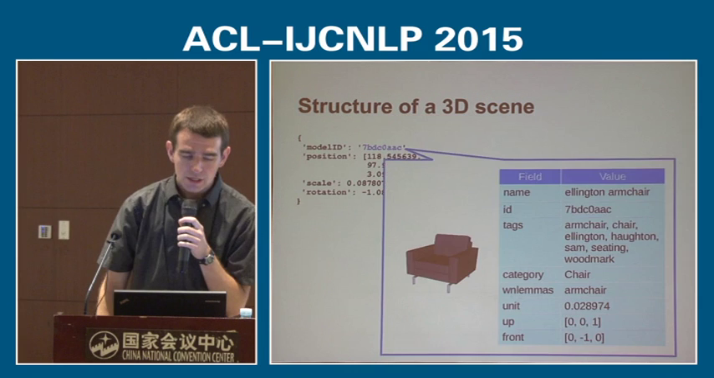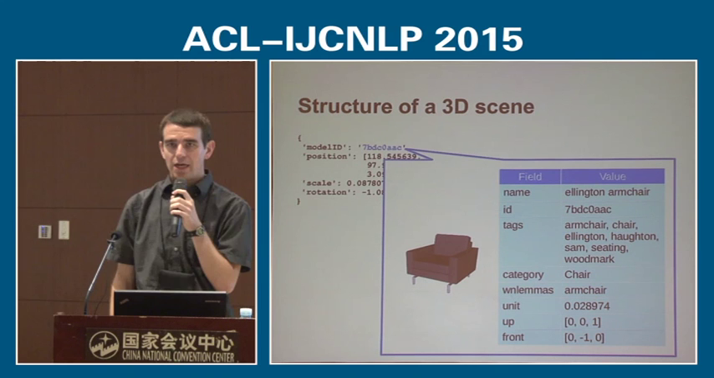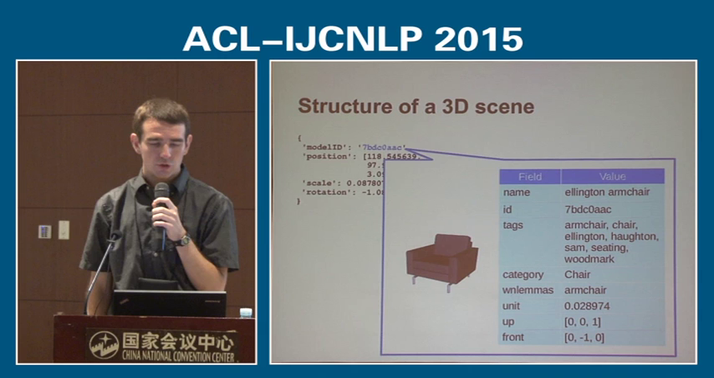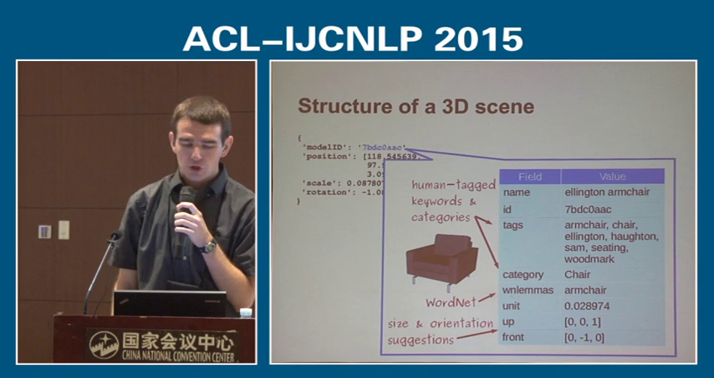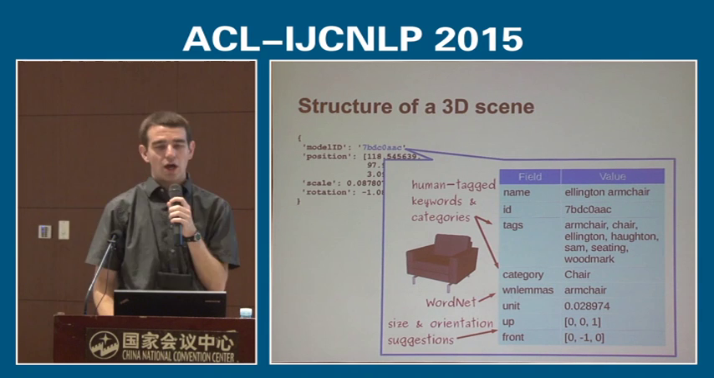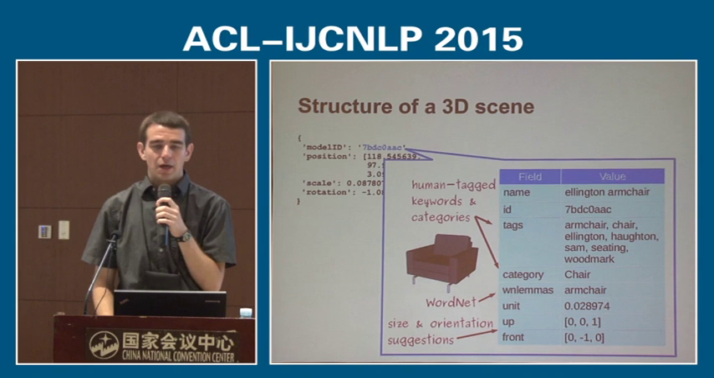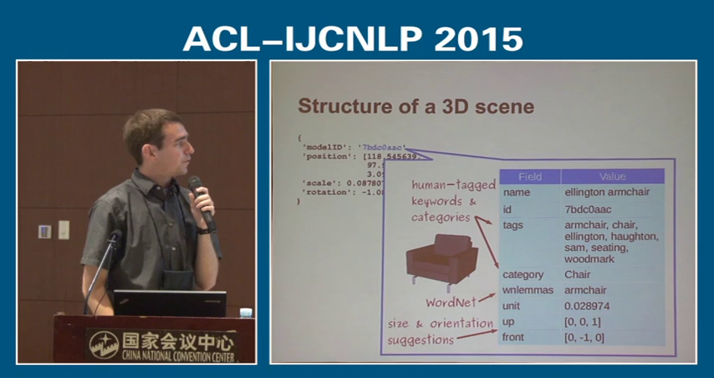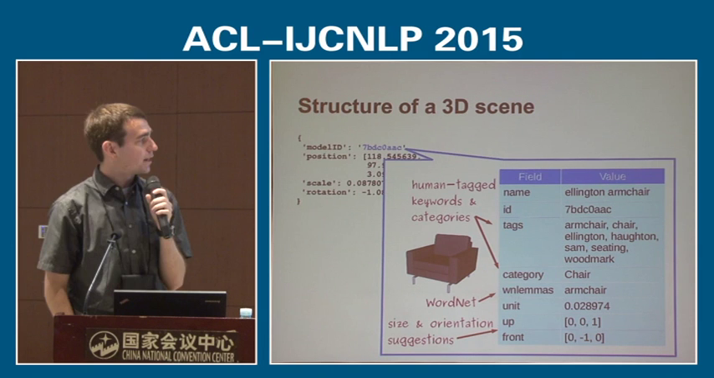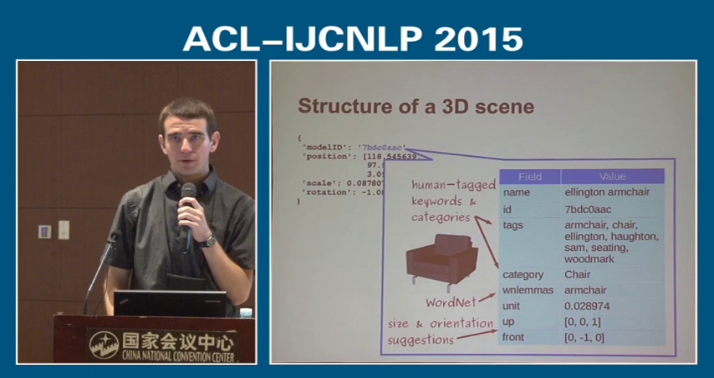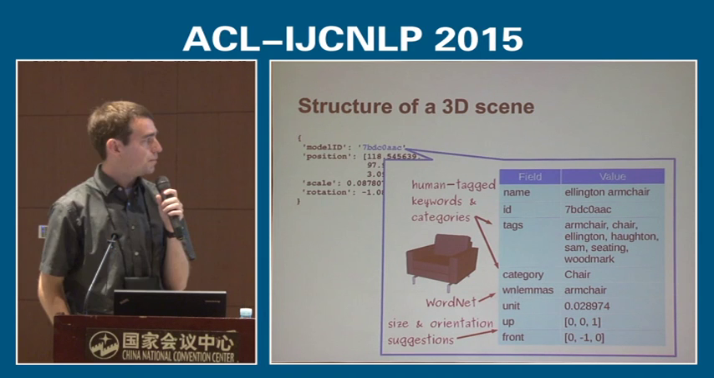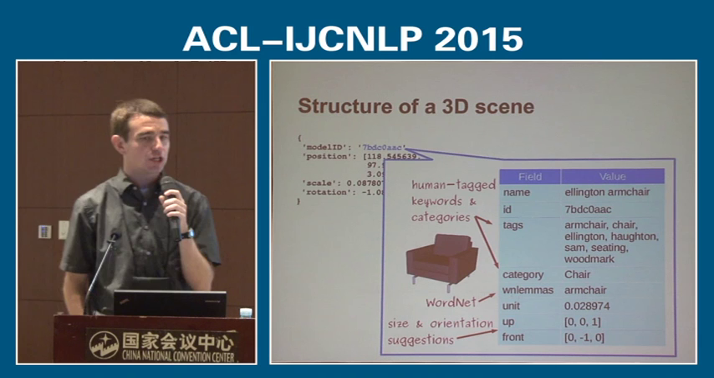And then each 3D model is linked to a database that gives you exactly what model it is, what it looks like, as well as some human-curated information about what the object is. So we have some keywords that are labeled, a category for the object, a link to a lemma in WordNet, as well as some geometric parameters that tell you by default how big the object should be and what its front and top are.